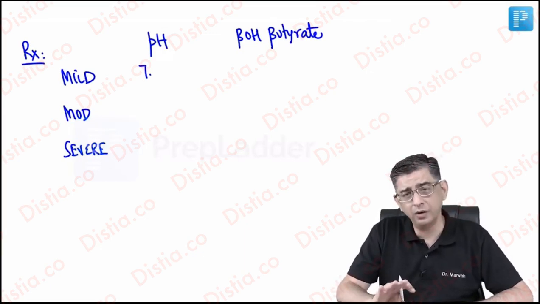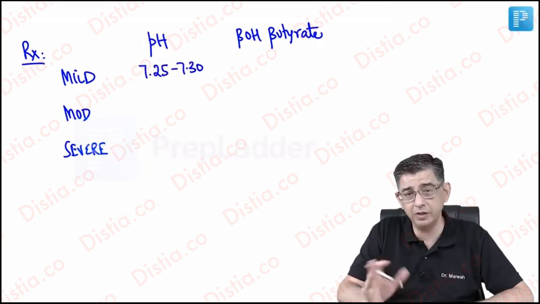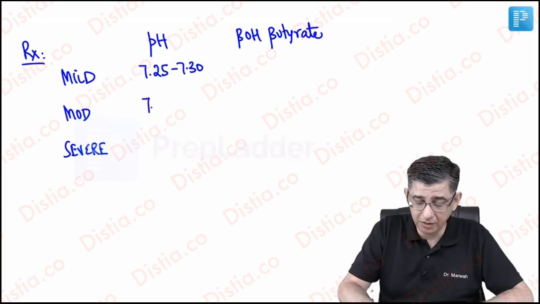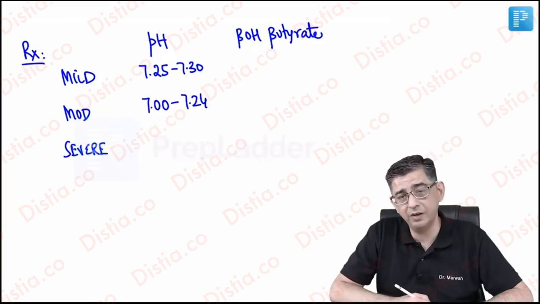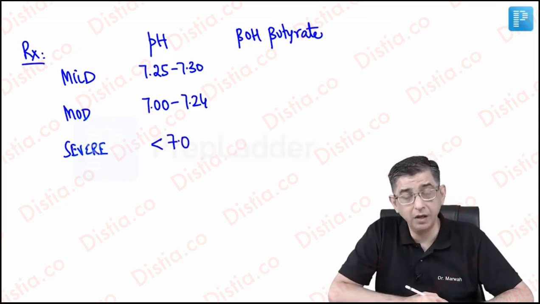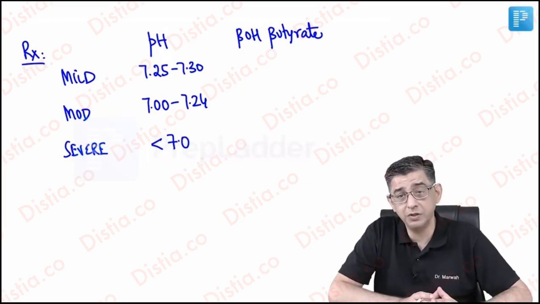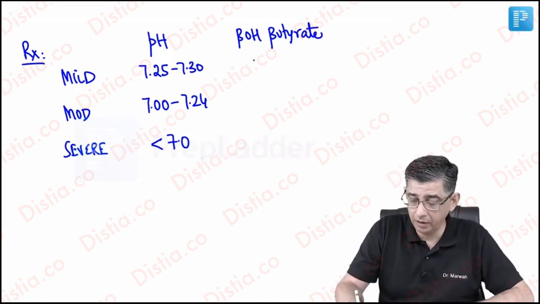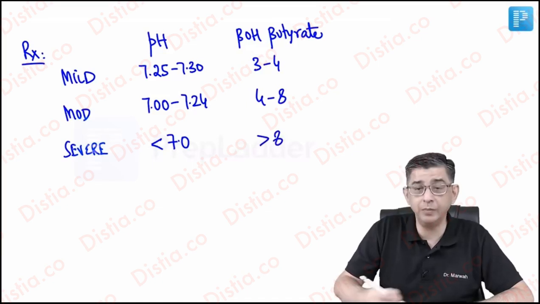If the pH is in the range of approximately 7.25 to 7.30, I'm not talking about 7.30 to 7.35, I'm saying already there is an acidosis present, and I'm grading the severity of acidosis. So the moderate patient will be having values between 7 to 7.24, and the severe patient could be having pH values of less than 7. Yes guys, 6.8, 6.9, those outrageously low values can be seen. The values of beta hydroxybutyrate are usually given in millimoles per liter. It could be 3 to 4 millimoles, then 4 to 8 millimoles, and greater than 8 millimoles.